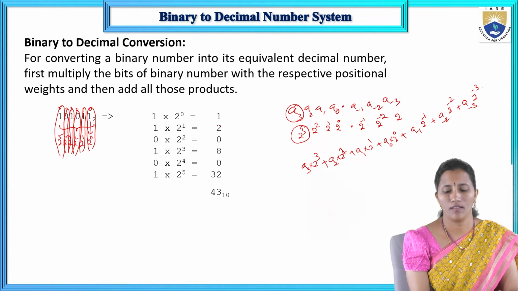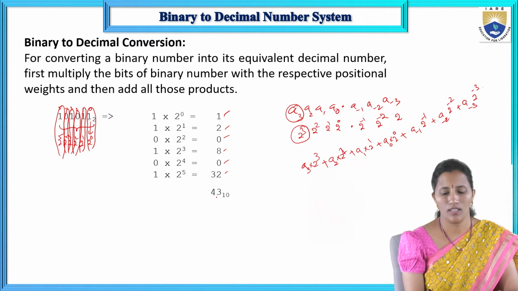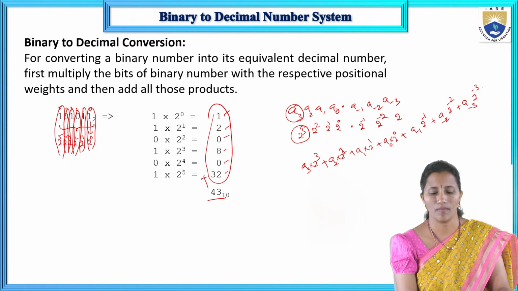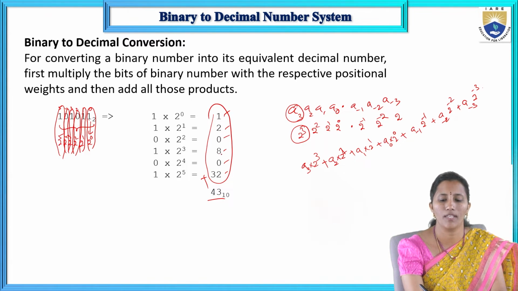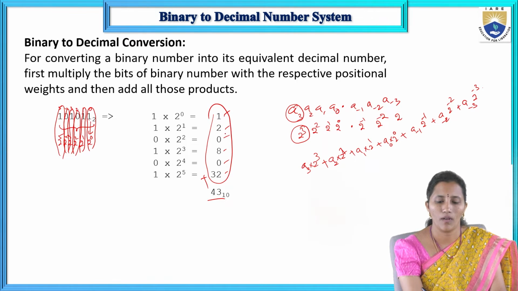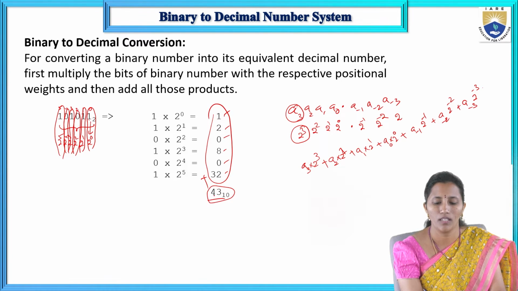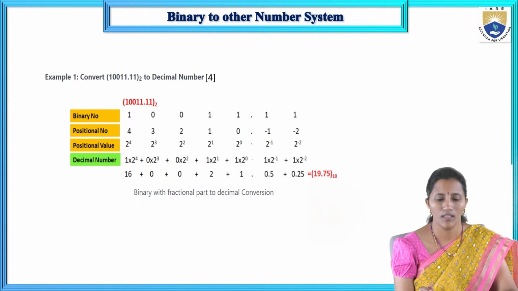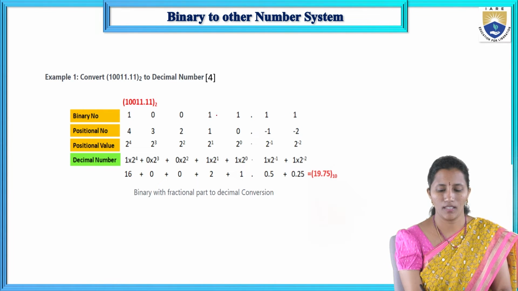So here find out the weights of the individual values and add all these values, and we will get the decimal number. 32 plus 8 is 40, 42, 43. If we add all these weighted values, we will convert binary to decimal number system. Okay, so write down the binary number.